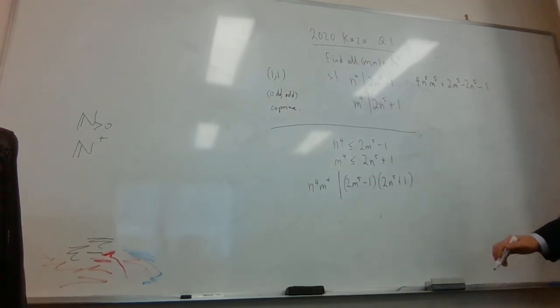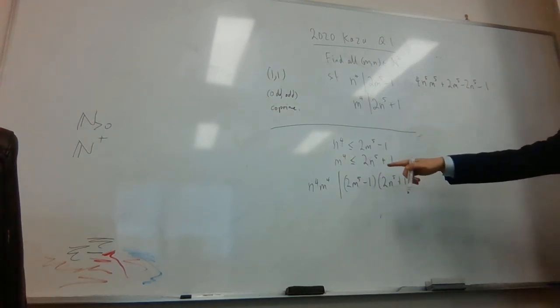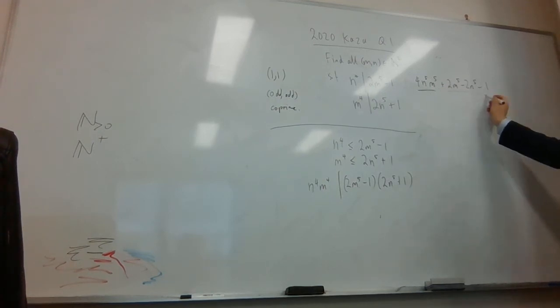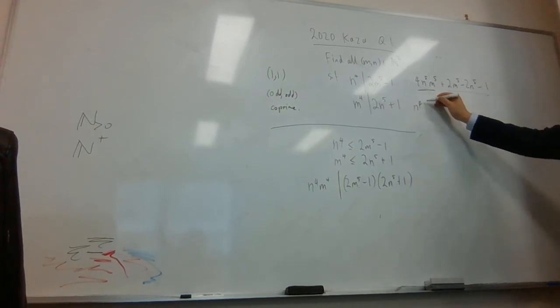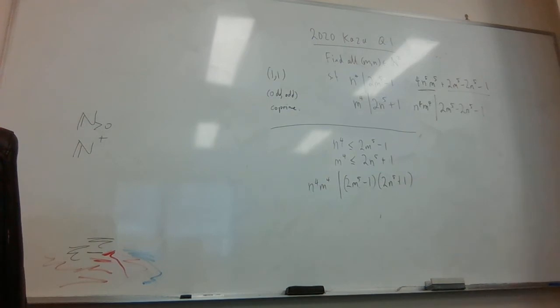So can you actually see that n to the 4, m to the 4 clearly divides this, right? So actually, therefore, it has to divide that. So we have n to the 4, m to the 4 divides 2m to the 5 minus 2n to the 5 minus 1. Yeah?